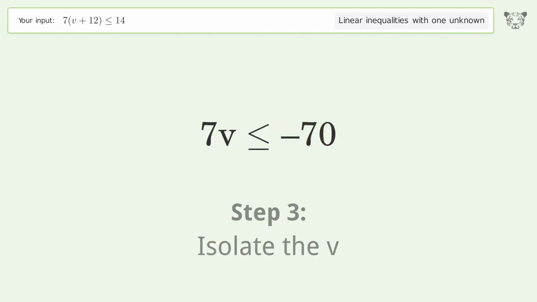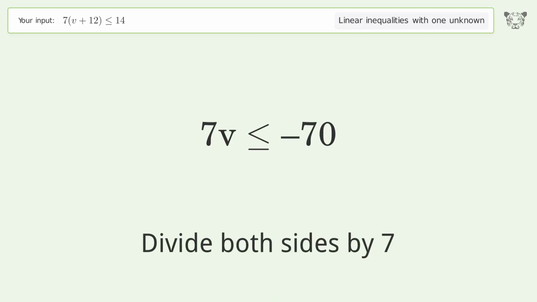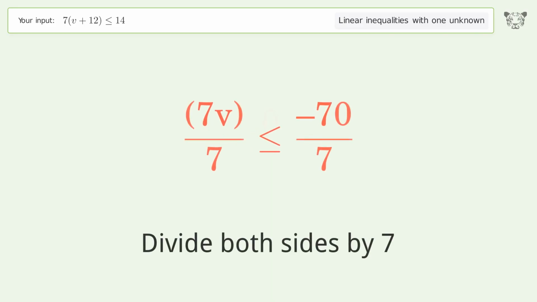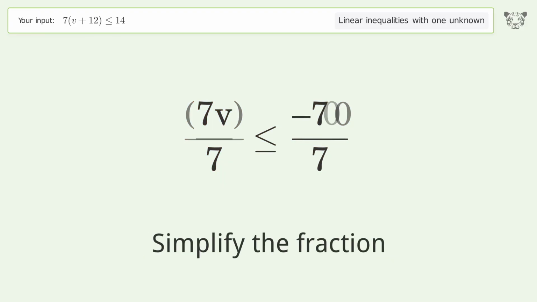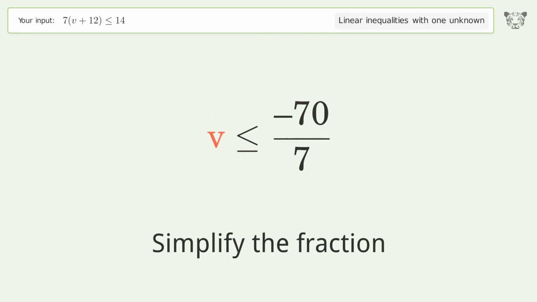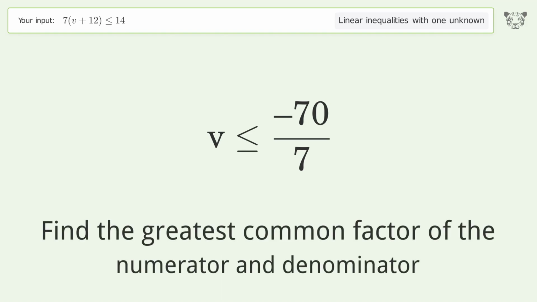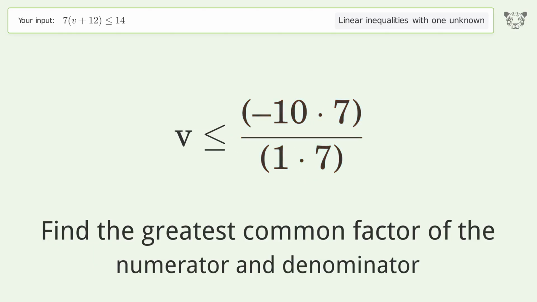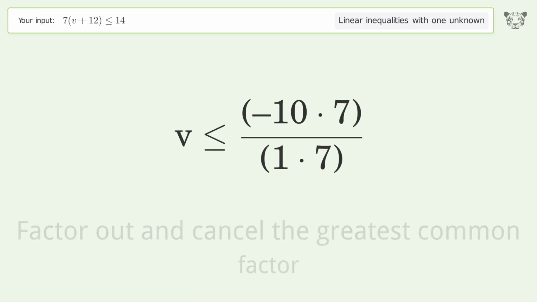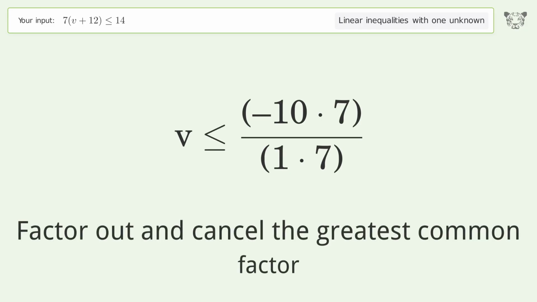Isolate the v. Divide both sides by 7. Simplify the fraction. Find the greatest common factor of the numerator and denominator. Factor out and cancel the greatest common factor.